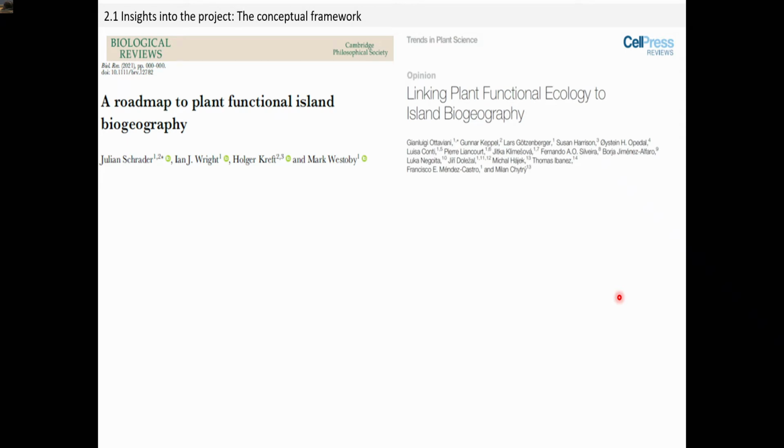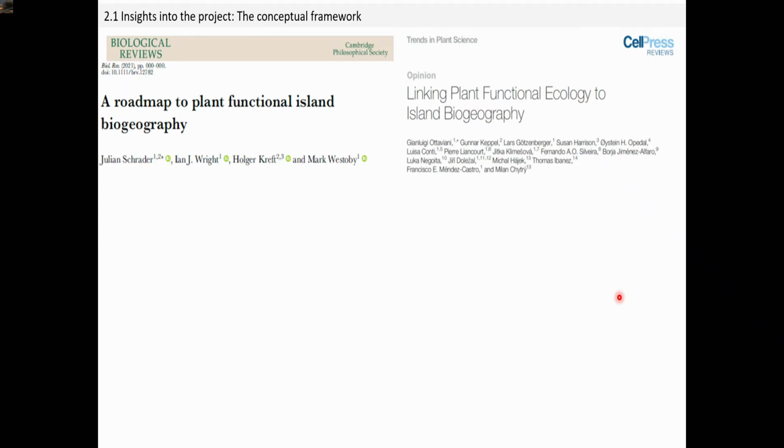And now we are entering a bit more into the details of the project. Here I put two papers that appeared recently. One is from our team, another one is from Julian Schrader and colleagues, where we are trying to condense ideas into this field of what we have been calling functional island biogeography, which means simply what we can gain by implementing trait-based approaches, so studying how different traits are varying in each system, on islands, let's say.